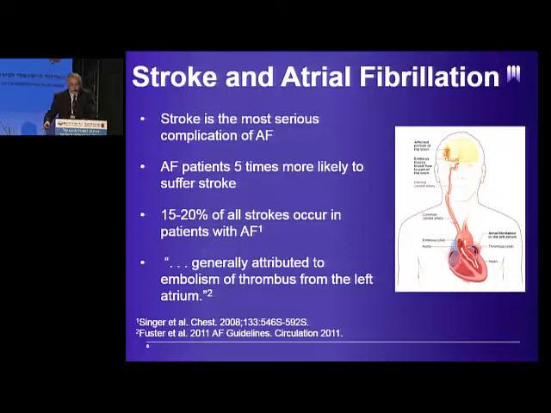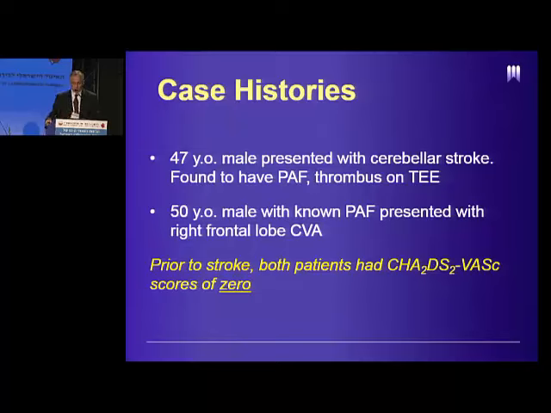So moving on to our evaluation for stroke risk in patients with atrial fibrillation. You've heard a lot about this already. Just to highlight that 15 to 20% of all strokes occur in patients with atrial fibrillation. This is a huge public health burden, and we need to try to understand how to treat patients with atrial fibrillation better to avoid this problem.